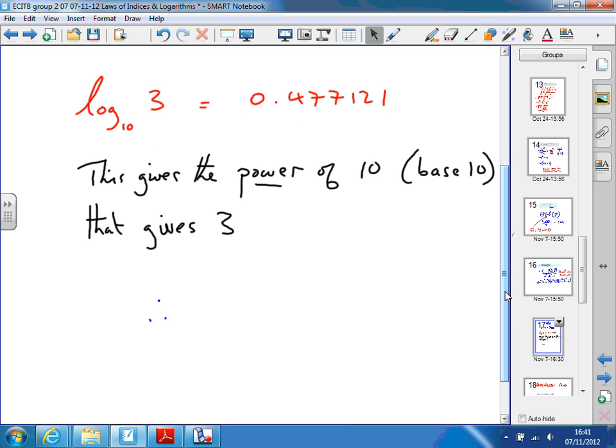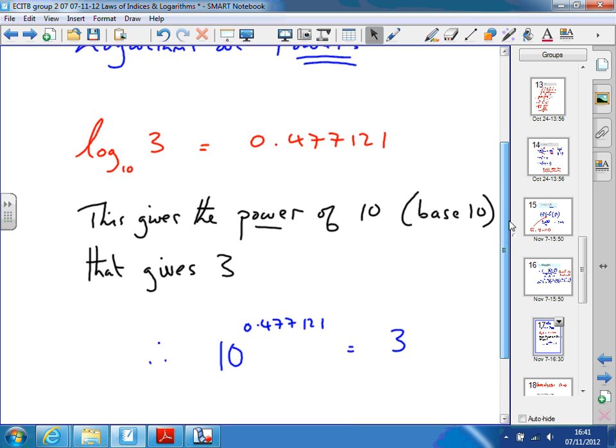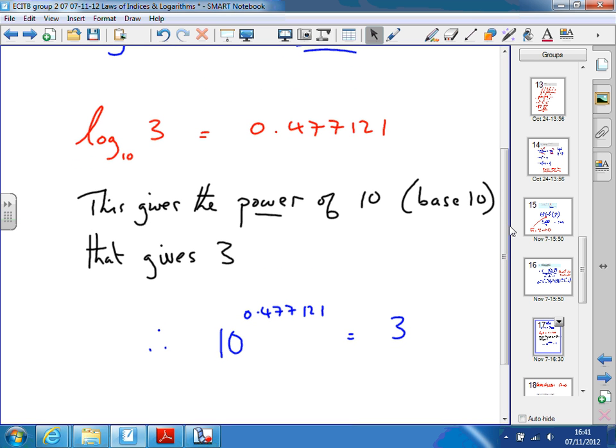So in other words, to check that, 10 to the power 0.477121 should equal, and it won't exactly because you've rounded it, it should give round about 3. And it's no coincidence that the 10 to the power button is above the log button. So shift log will give you 10 to the power. And that's because the logarithm gives you the power of 10, so they're inverse functions.